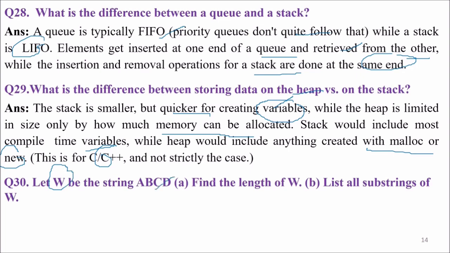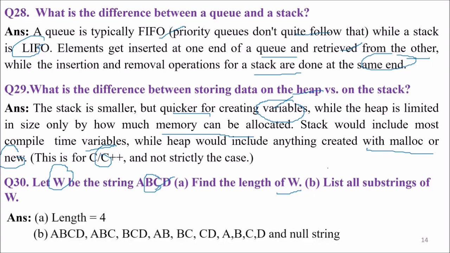Let W be the string ABCD. Find the length of W. List all substrings of W. Now, can you answer this? Length is 4, of course. ABCD, so there are 4 characters. So the length of W is 4. Substrings are first of all ABCD, then ABC, BCD, AB, BC, CD, A, B, C, D individually, and a null string.